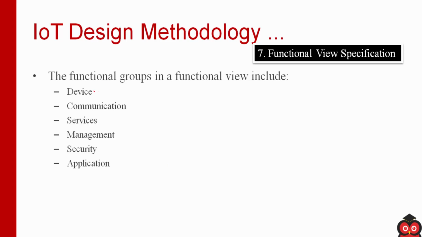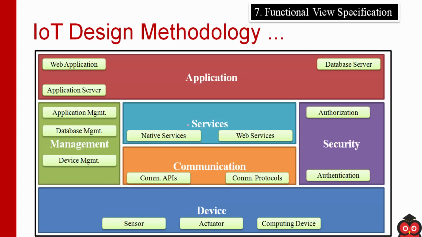So what are the functional groups? We have 6 functional groups: device group, communication group, services group, management group, security group, and finally application group. Actually we have discussed these things in the previous sessions also. I think you remember this diagram, we have already seen these things. So these are the 6 groups: management, application, services, security, communication and device.